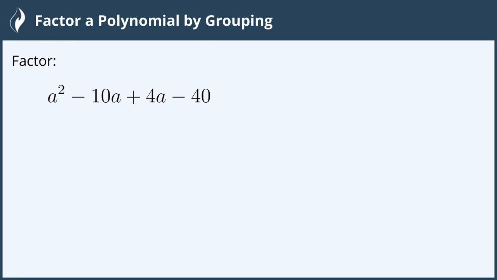Hi everyone! In this video we will factor a polynomial by grouping. Factor a squared minus 10a plus 4a minus 40.